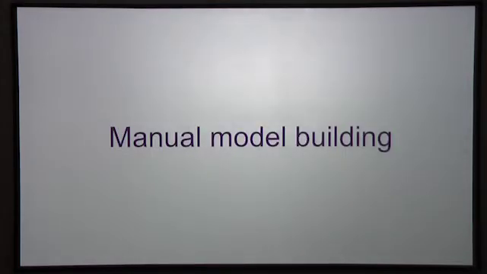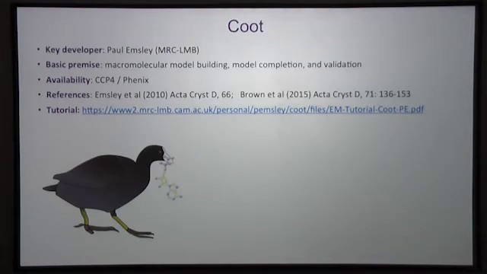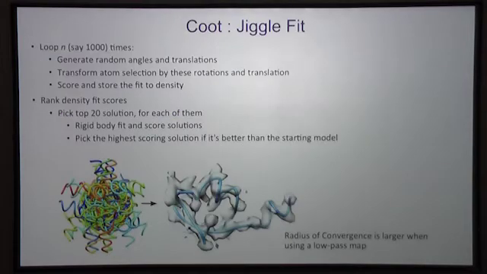Now, many of these strategies are actually what we do manually, whether consciously or subconsciously. And regardless of how well your automated model building works, you will need to do some form of manual model building or model adjustment. And really the standard package for doing that is COOT, designed by the LMB's own Paul Emsley. And this really is a comprehensive package for model building and also for refinement.